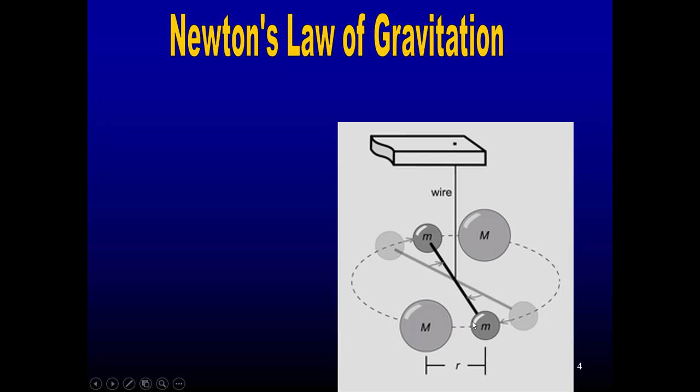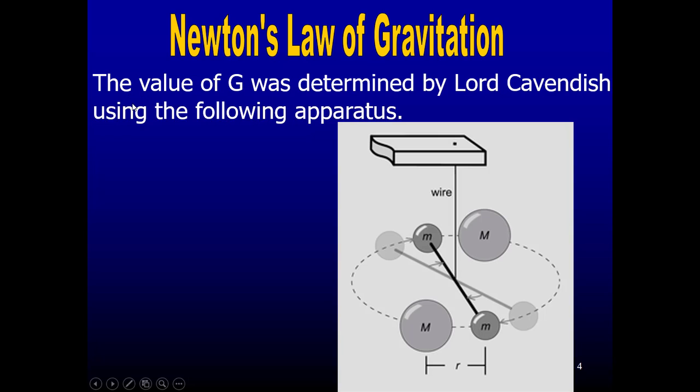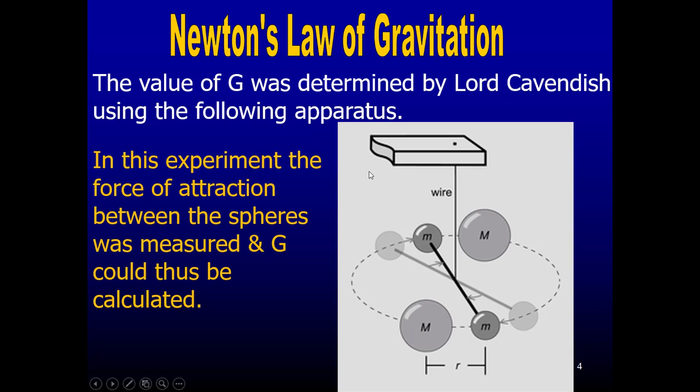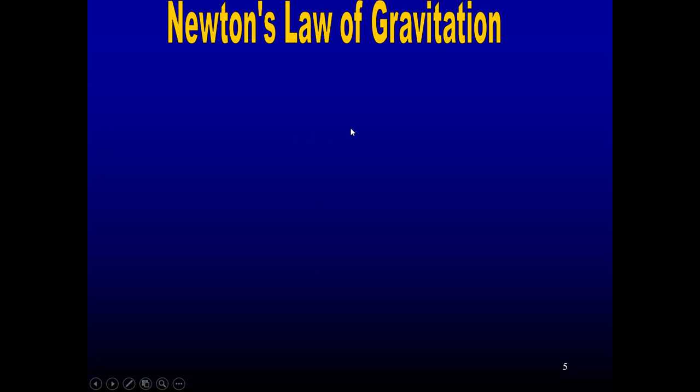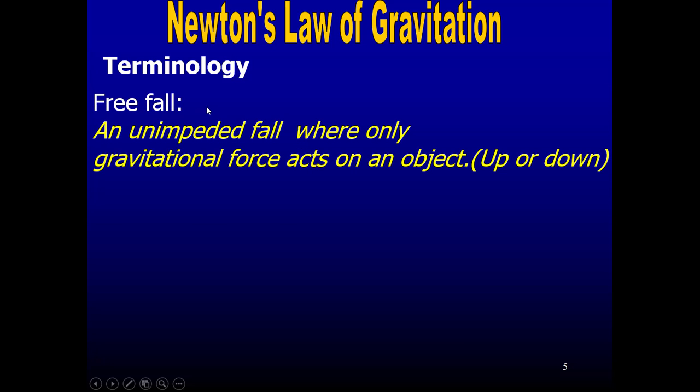Okay, so if we then take a look at the following situation. We have 2 little metal balls suspended by a string, and then we have 2 larger metal balls. Now, the value of G was determined by Lord Cavendish using the following apparatus. In the experiment, the force of attraction between the spheres was measured and G could thus be calculated. And this is incredibly impressive because this was done many, many years ago. Literally, when he hung the 2 little balls in between the others, they slowly but surely attracted to each other.